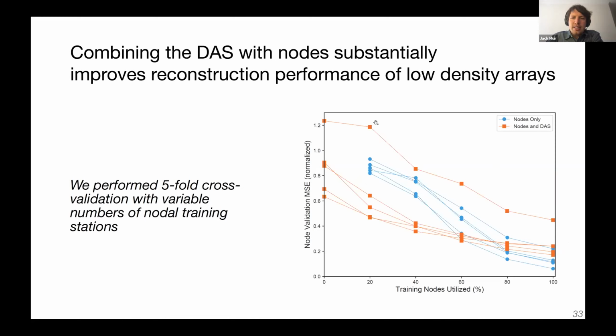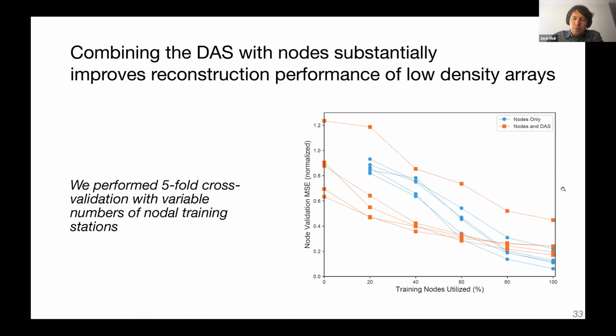And other than this rather strange curve, which is doing something weird, we see generally at low nodal densities, adding the DAS really improves the ability to predict the wave field at the left out nodal data. At higher densities, it saturates, and that's again probably because of the ground coupling. So the DAS isn't necessarily recording the true wave field.